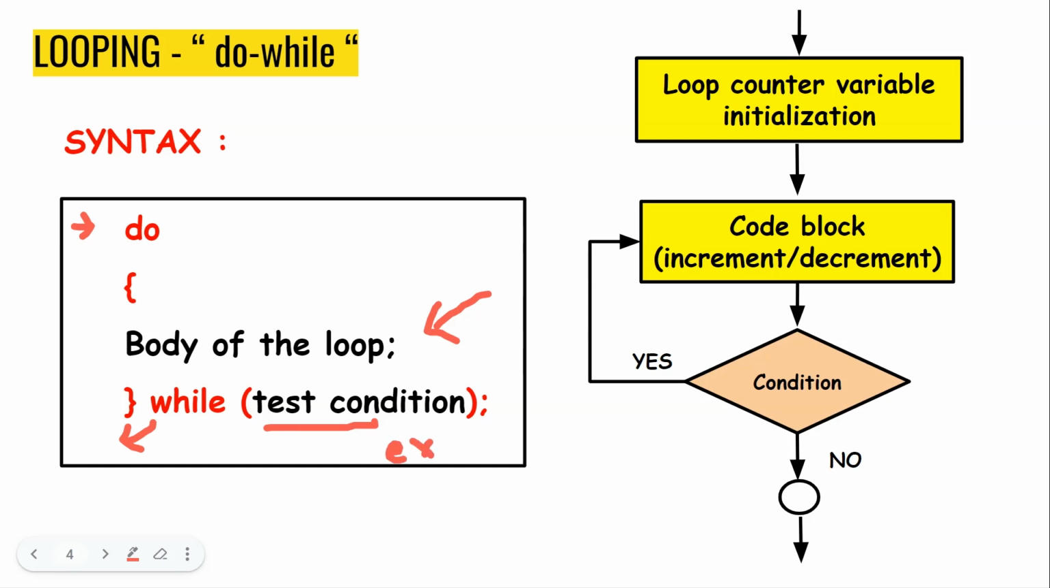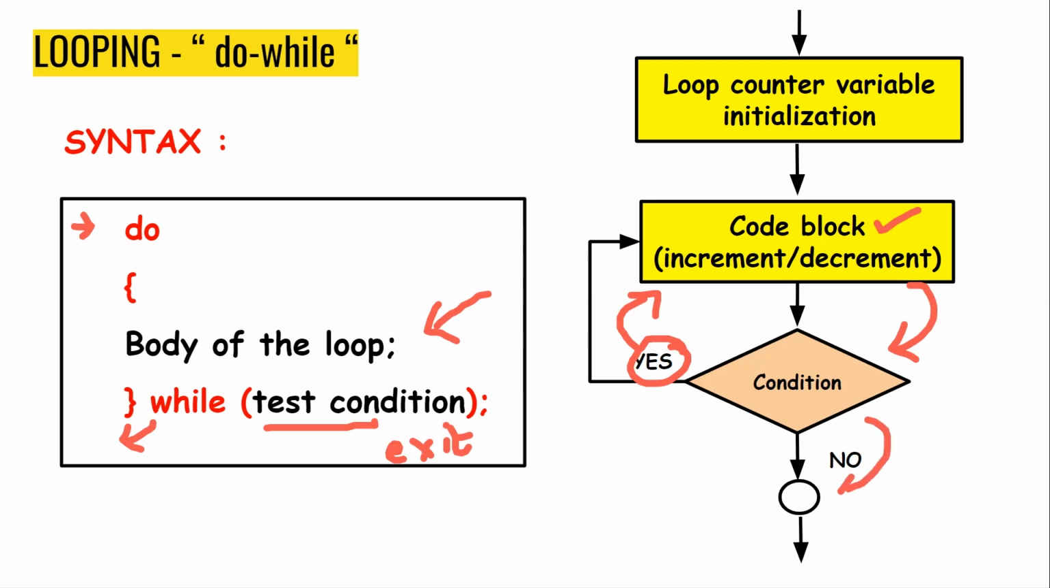The flowchart clearly explains this concept. So we have the code block which is executed first before checking any condition. After that, once it is executed, then only it goes and checks for the condition. When the condition is true, again it will go to the code block. When the condition is false, it will go to the next statement after the do while block.